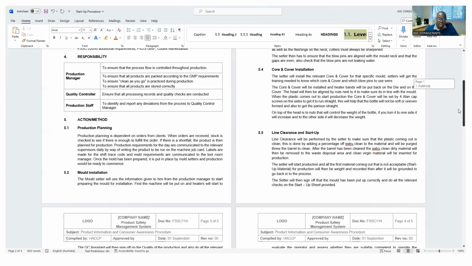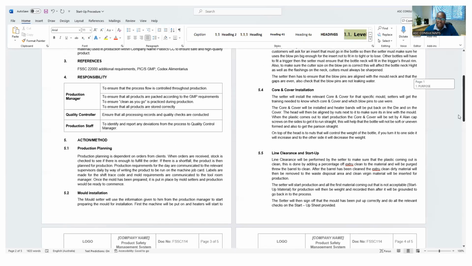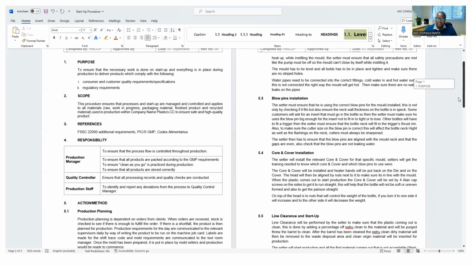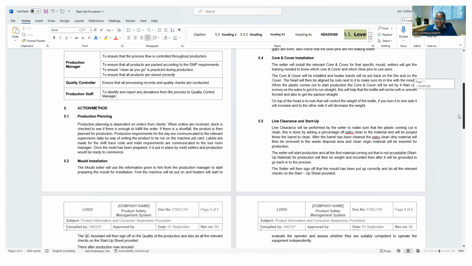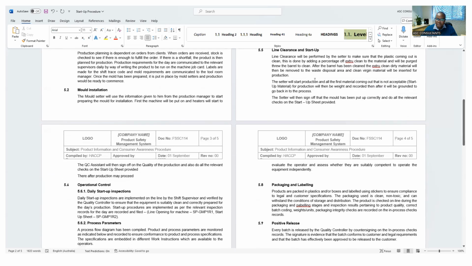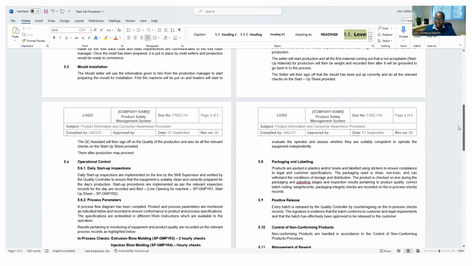But then let's look at other things. It talks about the changeover procedures, change management. We have a template here that speaks about change management, how we'll manage the change, starting from production planning, and this is now about packaging: blow pins installation, cover installation, line clearance, and start up. It covers how we're going to ensure that the labels or the product triggers, whatever we have used previously, do not get into the next product, in ensuring that we meet the requirements.